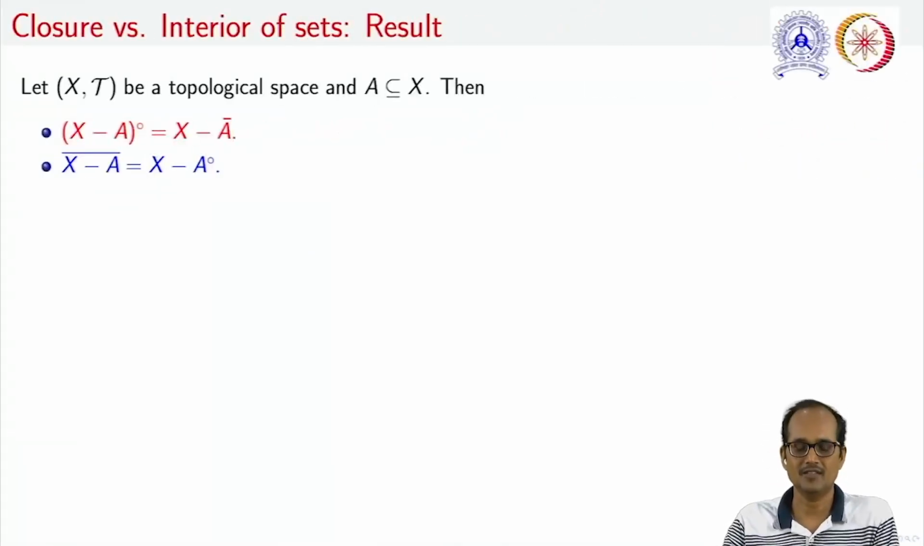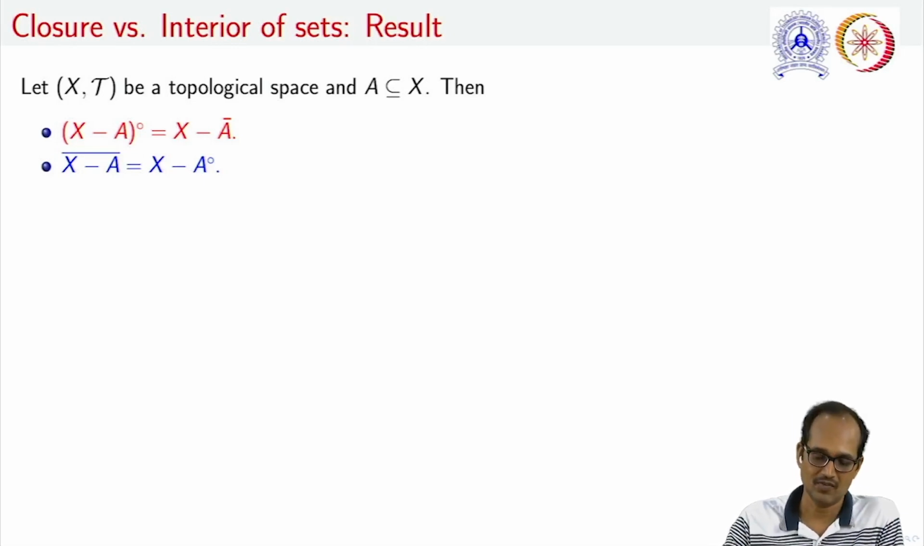Moving ahead, let us see the relationship between closure as well as interior of sets. These are two simple characterizations given in terms of complement of closure and complement of interior. So if we have a topological space (X, tau) and a subset A of X, the first result states that X minus A interior is equal to X minus closure of A, while the second states that closure of X minus A equals X minus A interior.